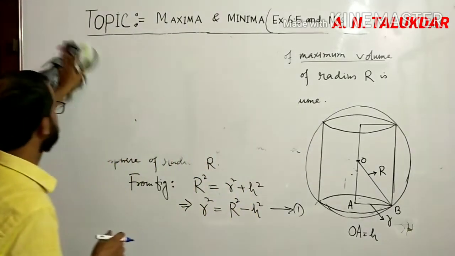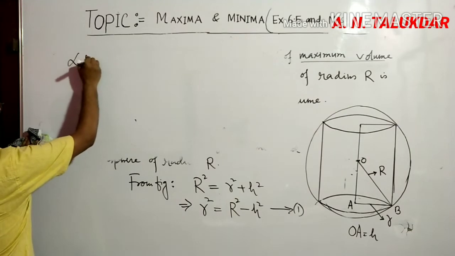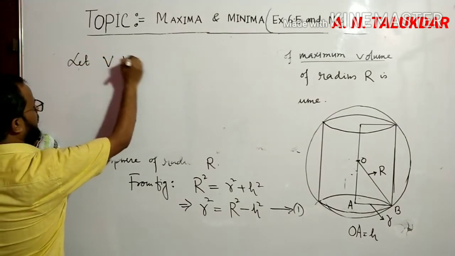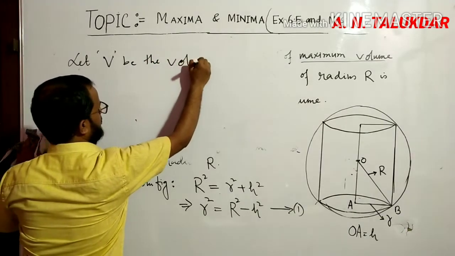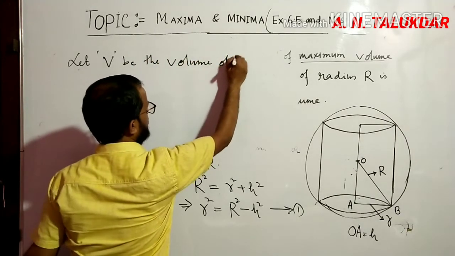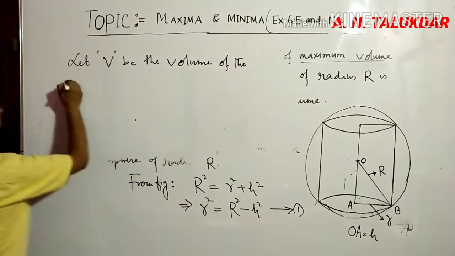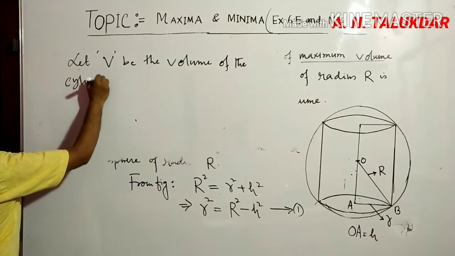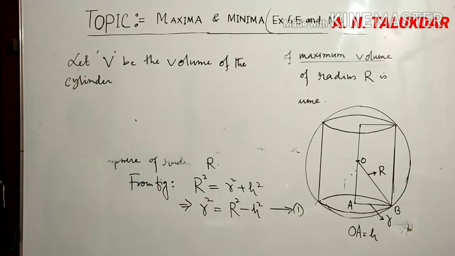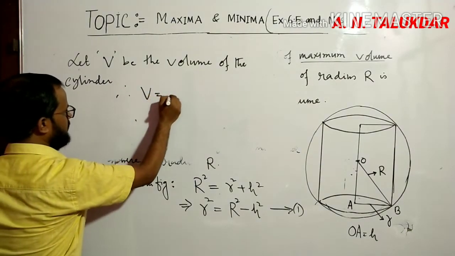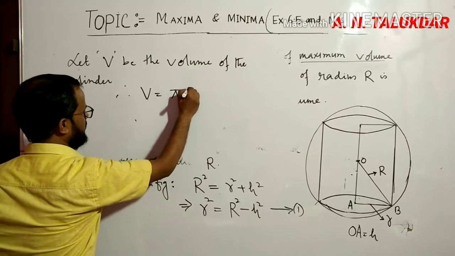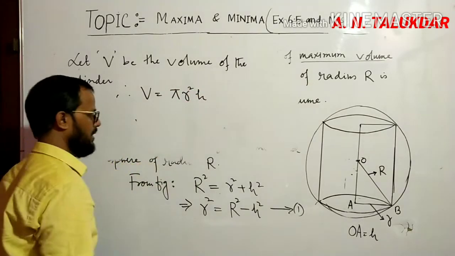Let V be the volume of the cylinder. Then what is the formula for the volume of a cylinder? We know very well: pi r squared h, where h is the height.